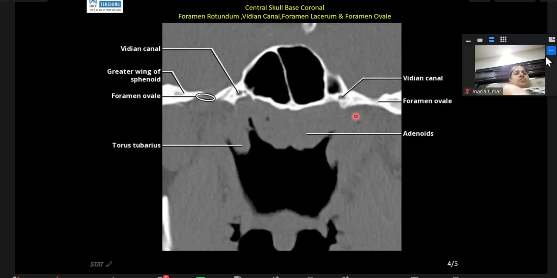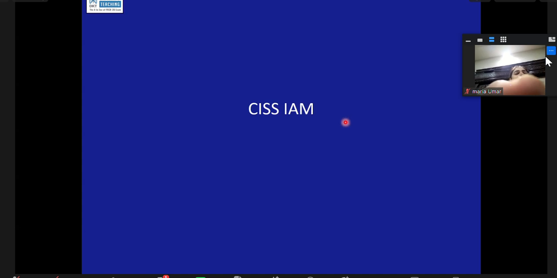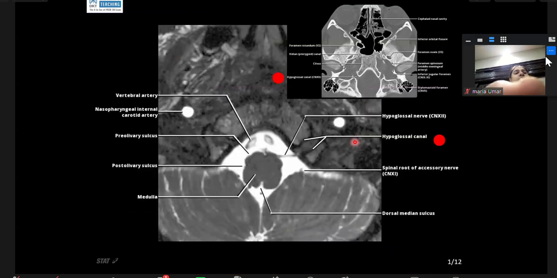So once again, the Vidian canals will be inferior to the sphenoid sinus, and the foramen rotundum will be lateral to the sphenoid sinus. Quick anatomy review.